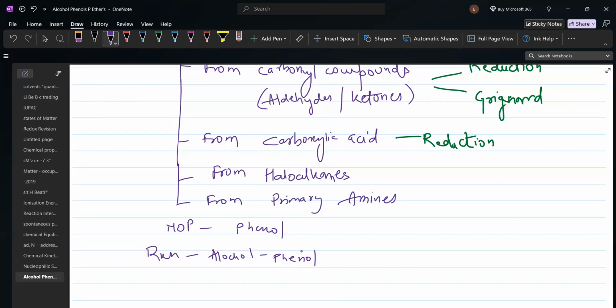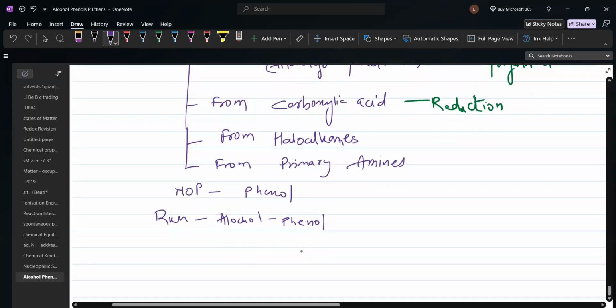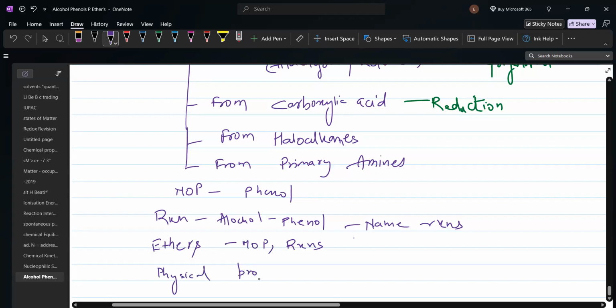In the reactions there are lots of name reactions as well. Then we will see the study of ethers. In ethers, we will study the method of preparation and their reactions. Then in between, we also have to study lots of physical properties of alcohols, phenols and ethers. Properties.